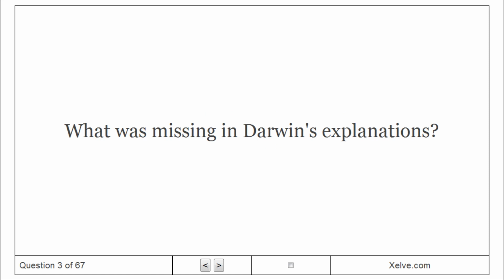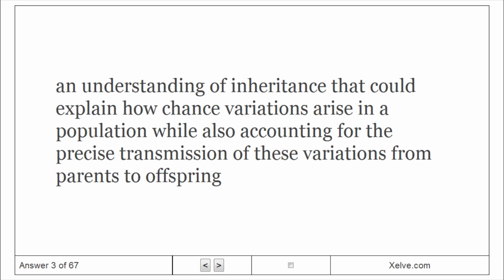What was missing in Darwin's explanations? An understanding of inheritance that could explain how chance variations arise in a population while also accounting for the precise transmission of these variations from parents to offspring.